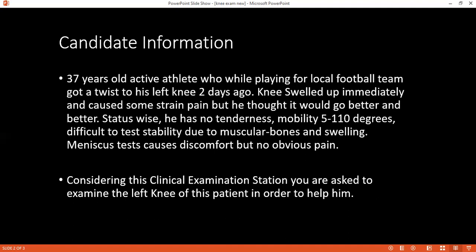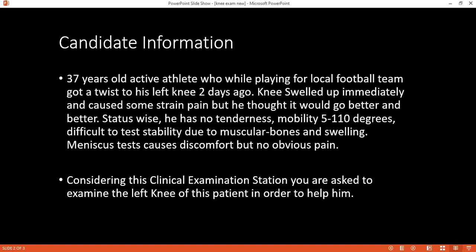So after palpating all these things, if there is any finding, I will note it. And after that, I will go for special tests for the knee. I will first examine the movements before going on. I will check for active and passive movements. First I will ask the patient to do flexion and extension, first active, then I will go for passive, to see the range of movement.